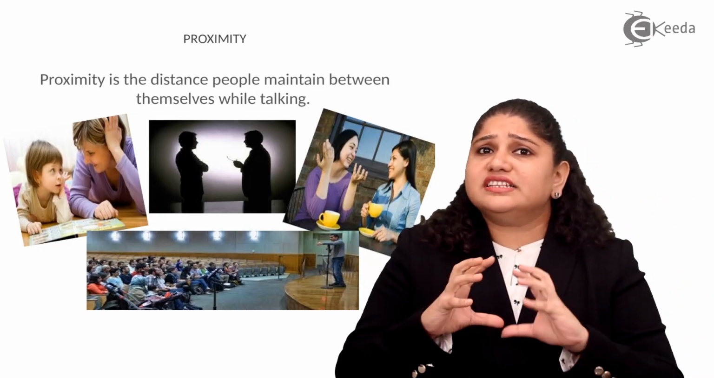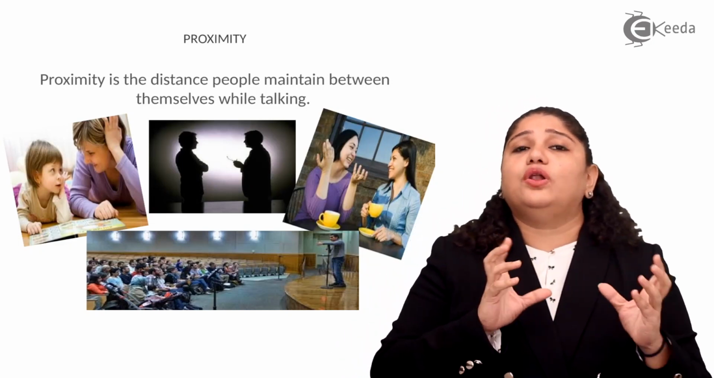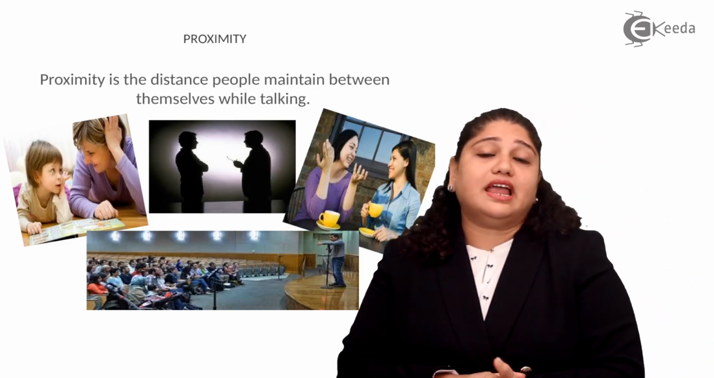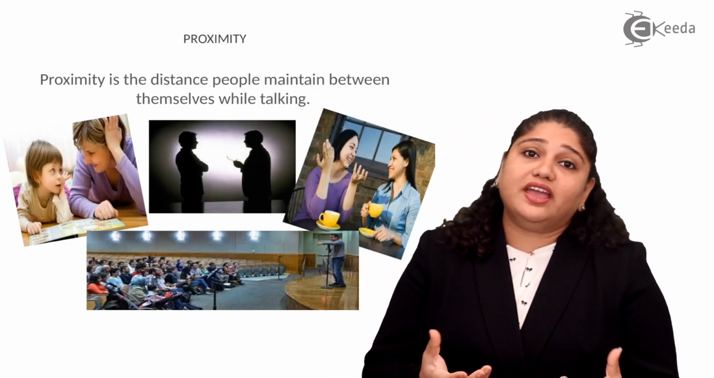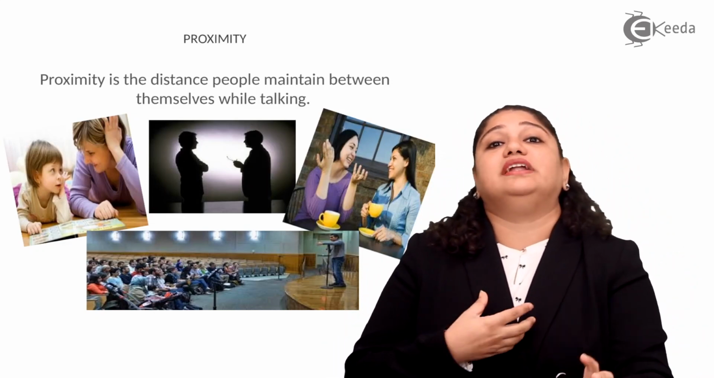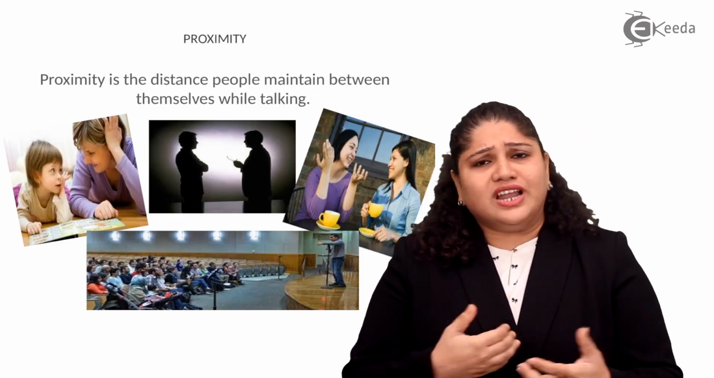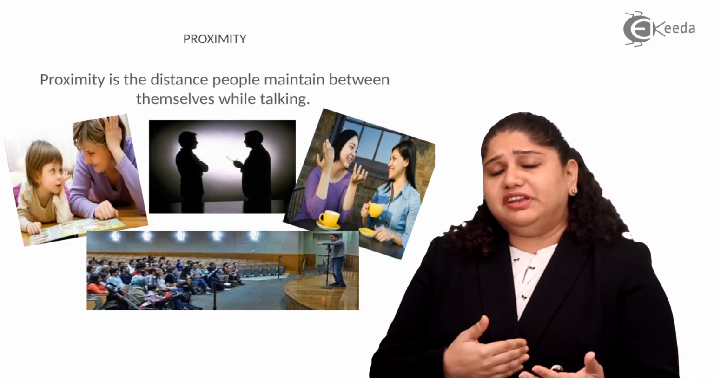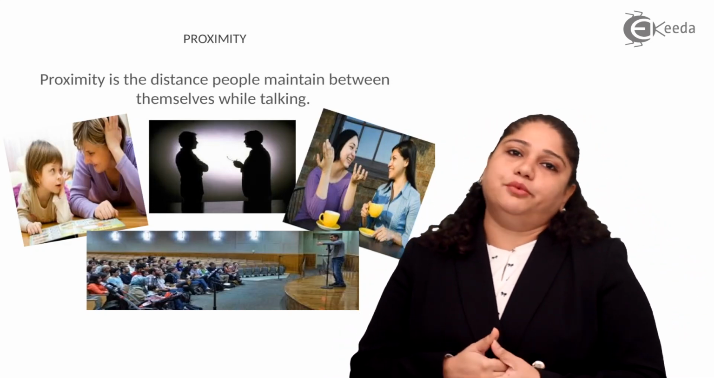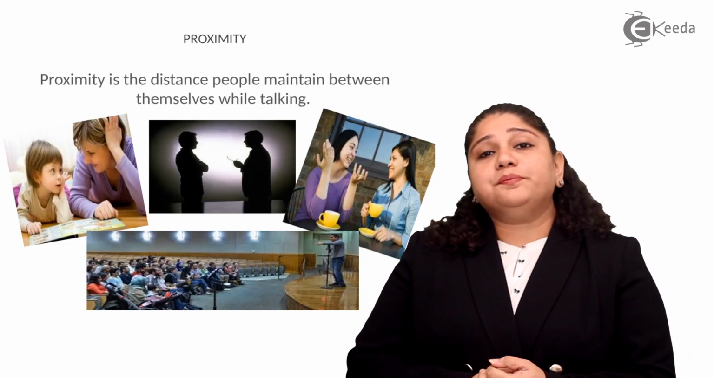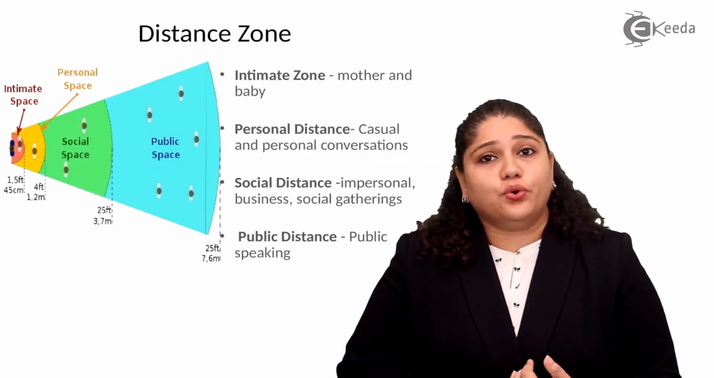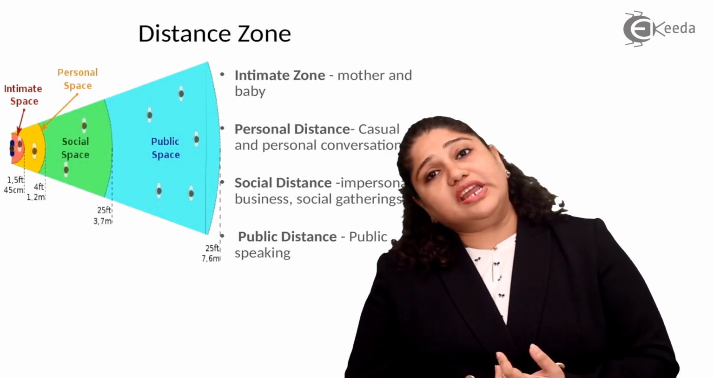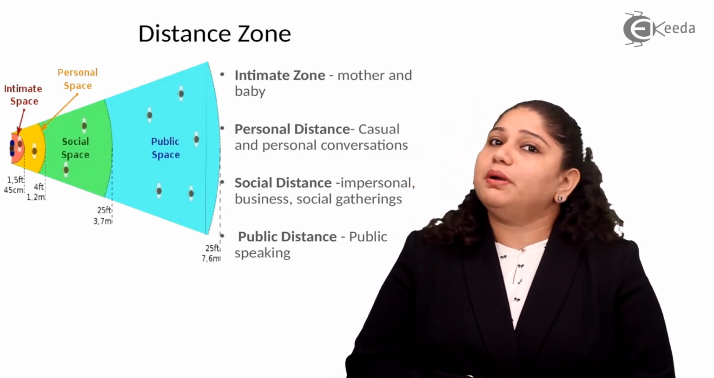Now, this space maintenance is called proximity. This is a very important thing to understand, because communicating in the correct way will not happen if you do not maintain your correct proximity. So let's go through the different levels of proximity that we need to maintain while we are communicating. Number one is called the intimate zone. Number two is called the personal zone. Three is the official zone, and fourth is the public zone.